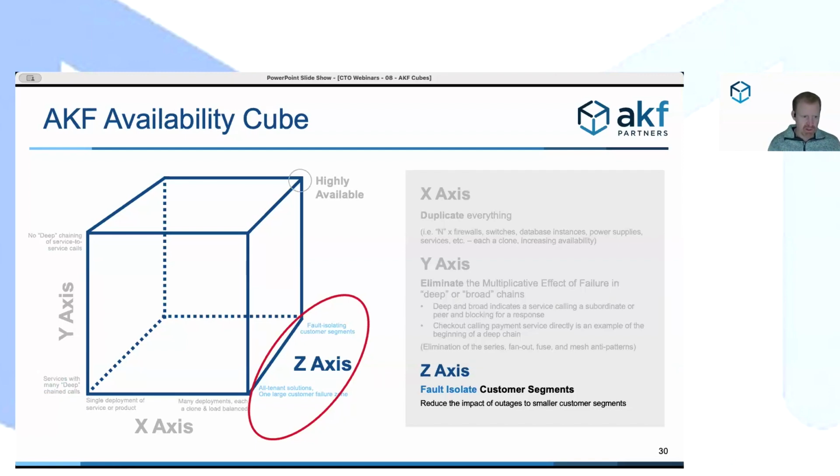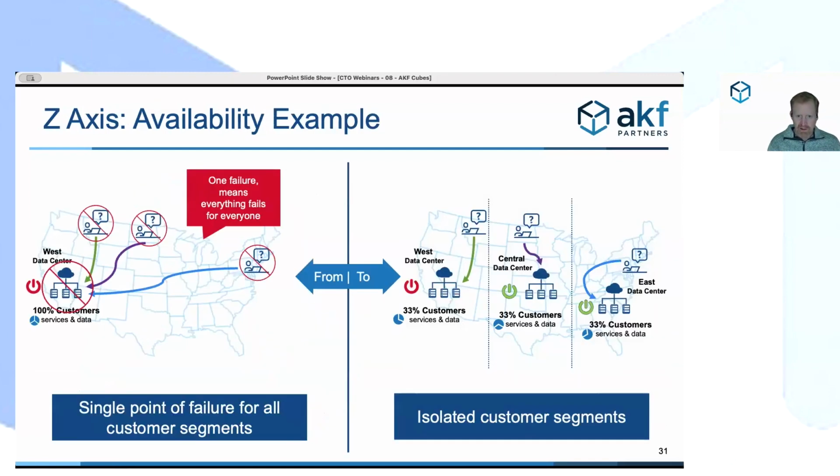It's the fault isolation of your customer segments. So one fails, they all fail. In this case, you split it up. So if you're, for example, running Azure in the Midwest and that Azure region goes down, you're only impacting customers in that region. As an Office 365 user, I've seen that several times.